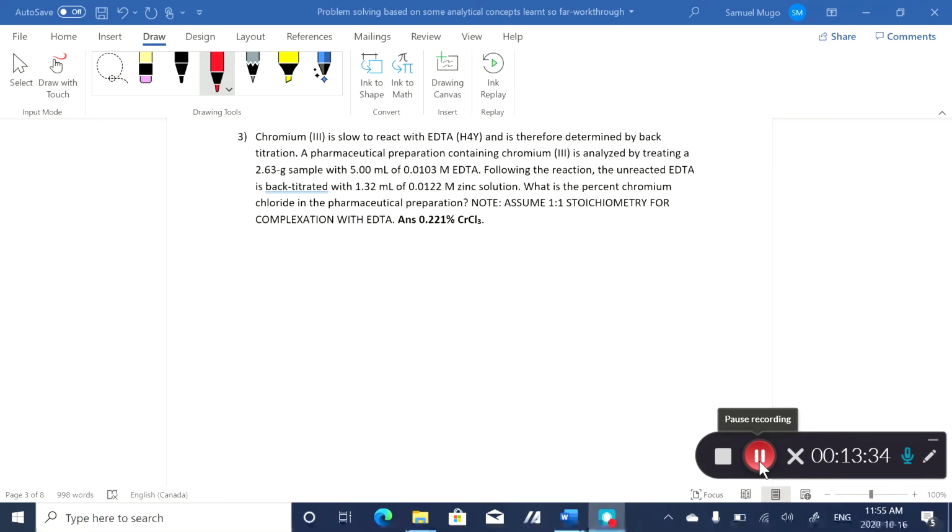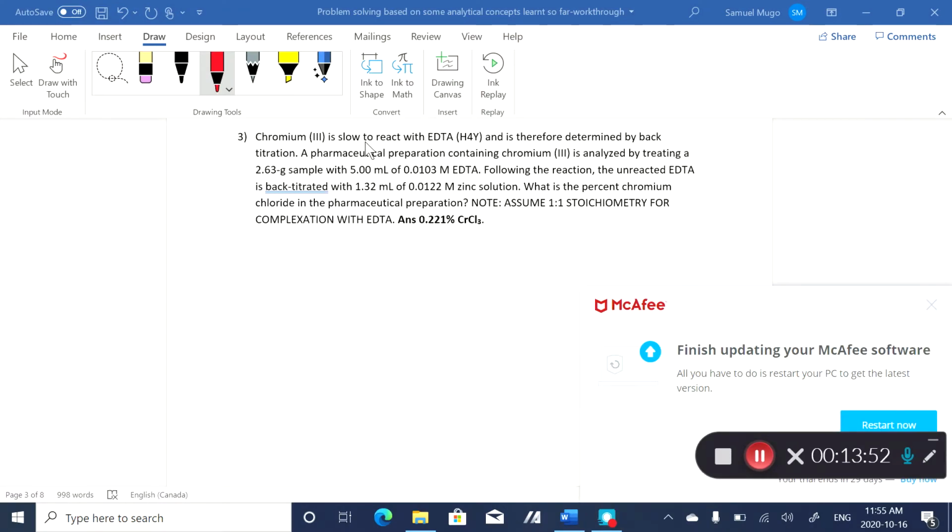So question number 3 is an interesting problem, and maybe a few of you may struggle a little bit with this. It's a back titration, and I'd like us to go through how you do a back titration type of volumetric titration. And so you've been given chromium 3+, and because it reacts fairly slowly with the titrant, that's why you're doing a back titration, so that you can give it enough time to react.